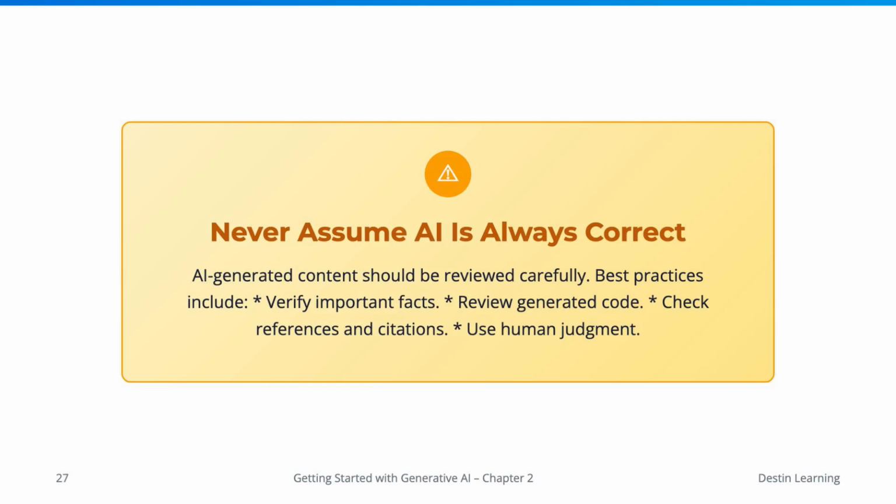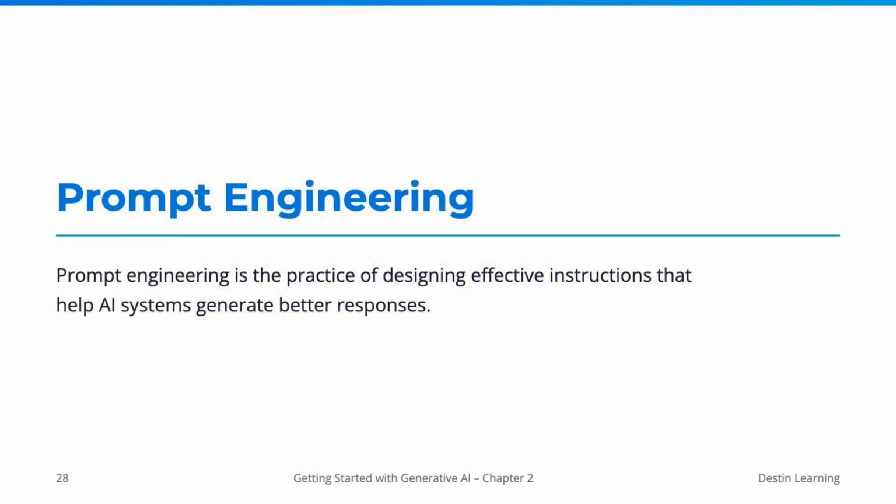It's vital to remember this critical tip. Never assume AI is always correct. AI-generated content should always be reviewed carefully and critically before being accepted or published. Best practices for working with AI include: always verify important facts generated by the AI, rigorously review any generated code for functionality and errors, meticulously check references and citations provided to ensure their authenticity, and most importantly, apply your own human judgment and expertise to evaluate the AI's output. Your oversight is indispensable.